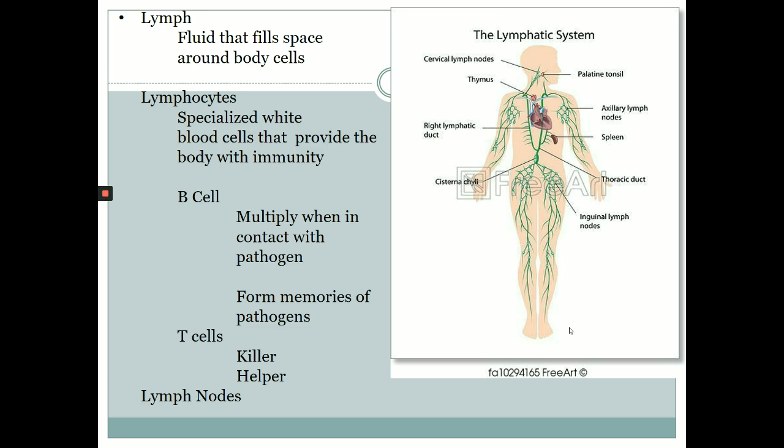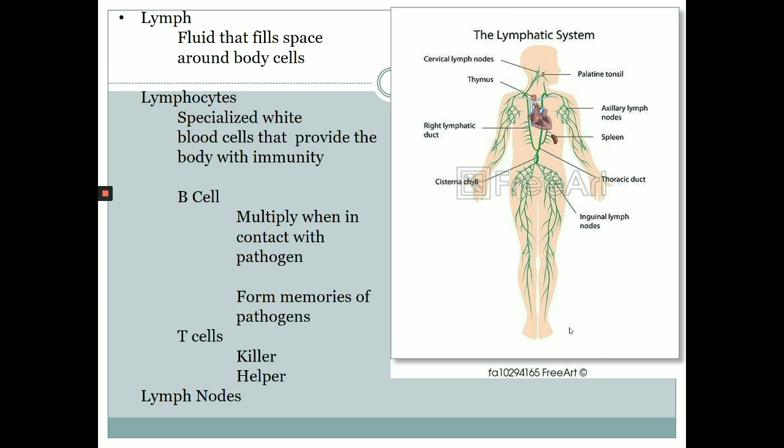B cells begin to multiply when they come into contact with a pathogen. Some of the B cells create plasma, which creates antibodies to attack the pathogen. Other B cells form memories, which provide immunity if a similar pathogen is encountered in the future. This is how vaccines work. Vaccines introduce a dead pathogen, the B cells attack it, create a memory, and so when that type of pathogen is encountered again, the immune system responds more quickly and is able to fight it off more easily.